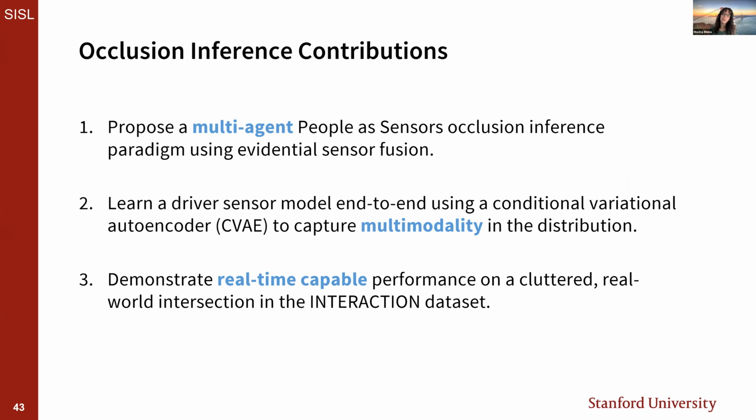To address these limitations, we propose a multi-agent people as sensors occlusion inference paradigm using evidential sensor fusion. We'll learn a driver sensor model end-to-end using a conditional variational autoencoder, or CVAE, in order to capture the multimodality in the distribution. And we demonstrate real-time capable performance on a real-world intersection in the interaction data set.